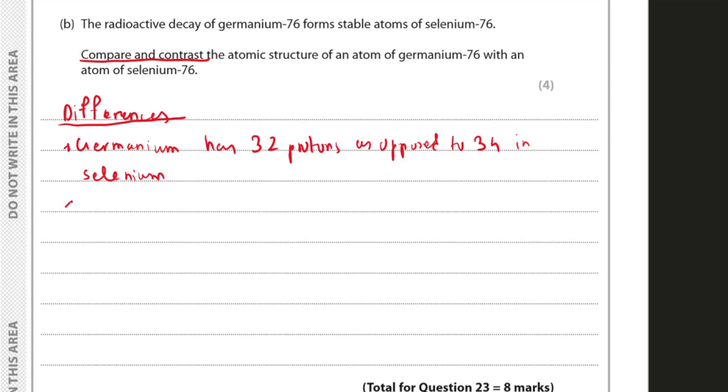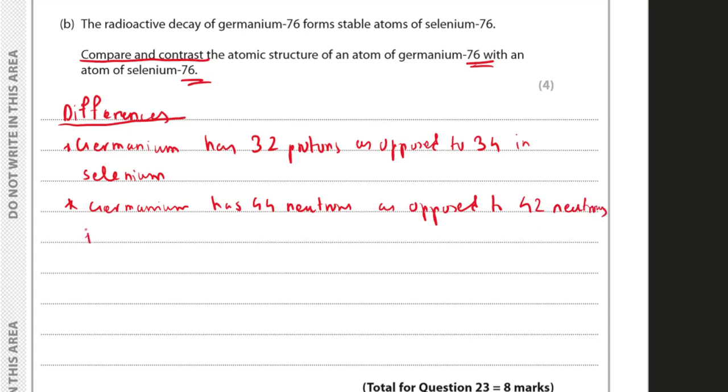So that's one difference. Second difference, we can say that germanium has, now we know the number of protons, right? And we can clearly see the mass number provided. So we can just write 76 minus 32. That would be 44 neutrons, as opposed to, if you subtract 34 from 76, 42 in selenium.